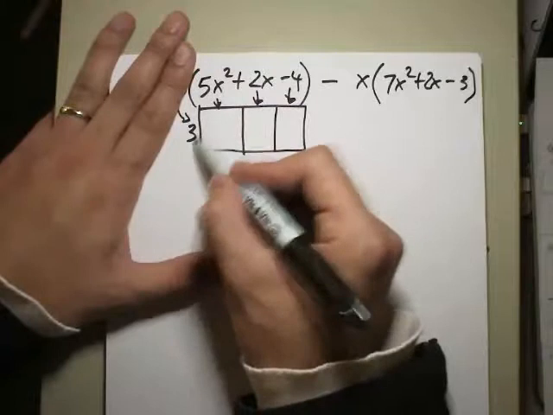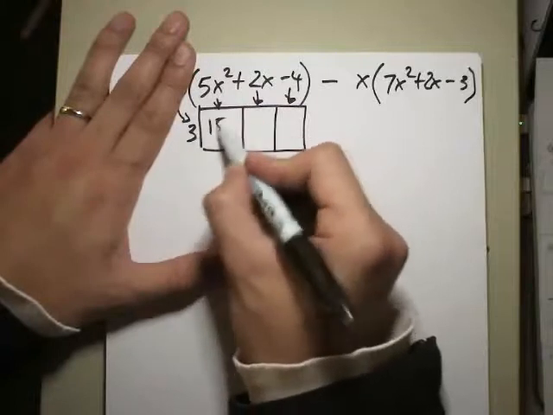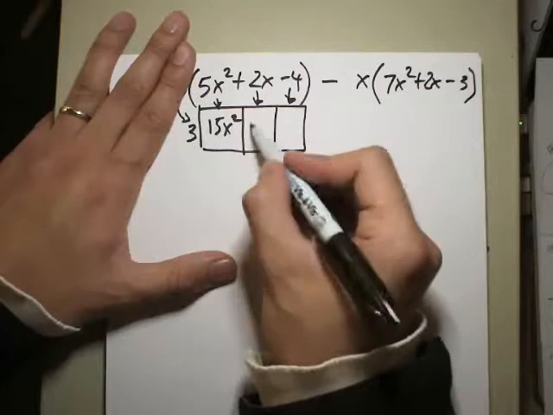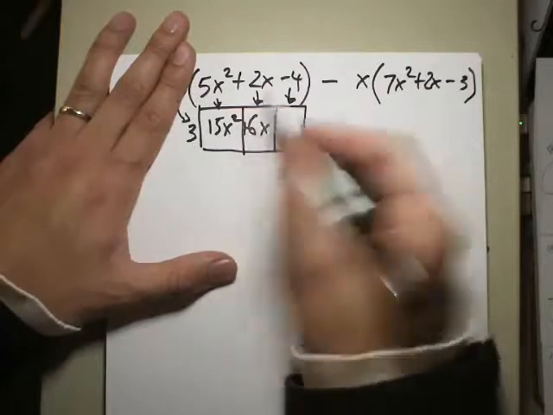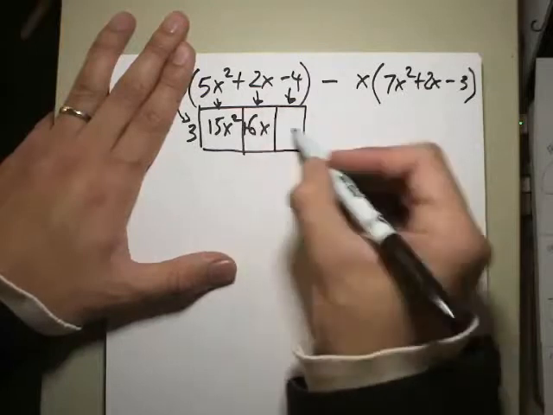5x squared times 3, 15x squared. 3 times 2x, 6x, positive 6x. So make sure you put the positive or negative sign as well. 3 times negative 4, negative 12.